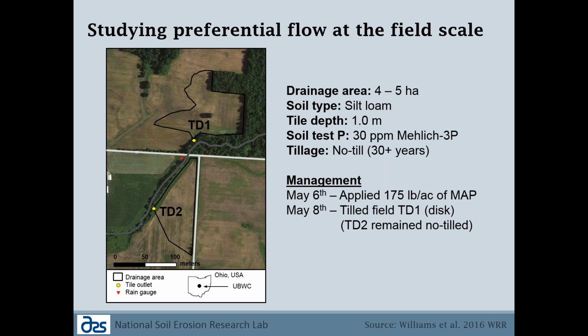And the year that we did this study, the farmer on May 6th applied approximately 175 pounds per acre of MAP to both of these fields, and then 2 days later he disked in the fertilizer on the one field, but the other field remained in no-till. So we were able to see how phosphorus at the surface can influence tile losses.